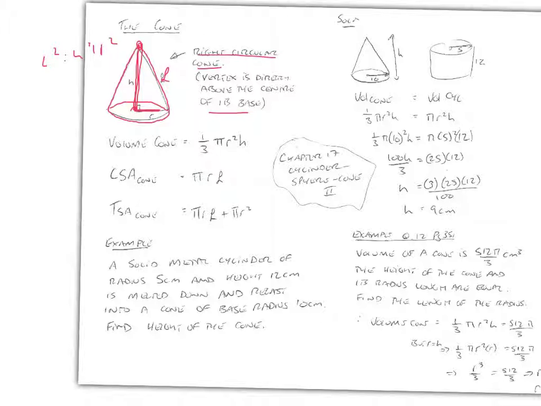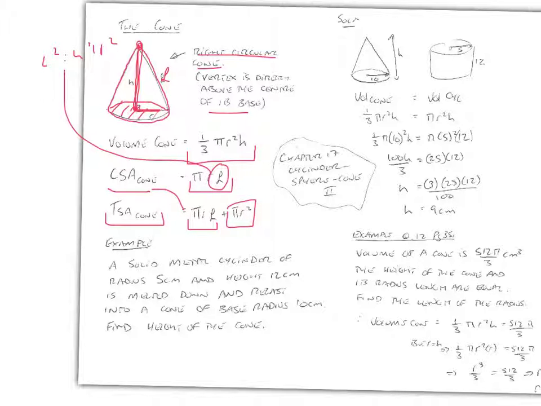The volume of that cone is a third pi r squared h. The curved surface area of the cone is pi r l. So if you need to find l, you use Pythagoras: l squared equals h squared plus r squared. And the total surface area of the cone is pi r l, which is the curved surface area, plus pi r squared, which is the area of that circle that it sits on.